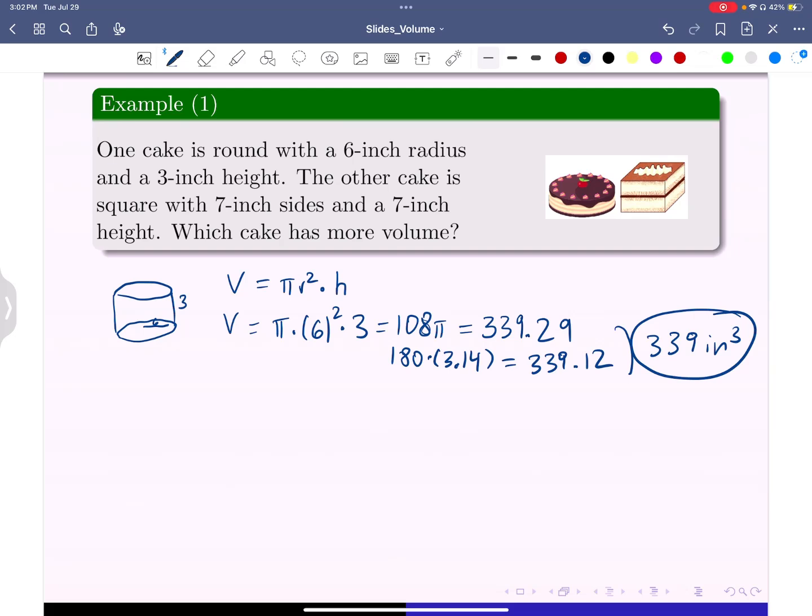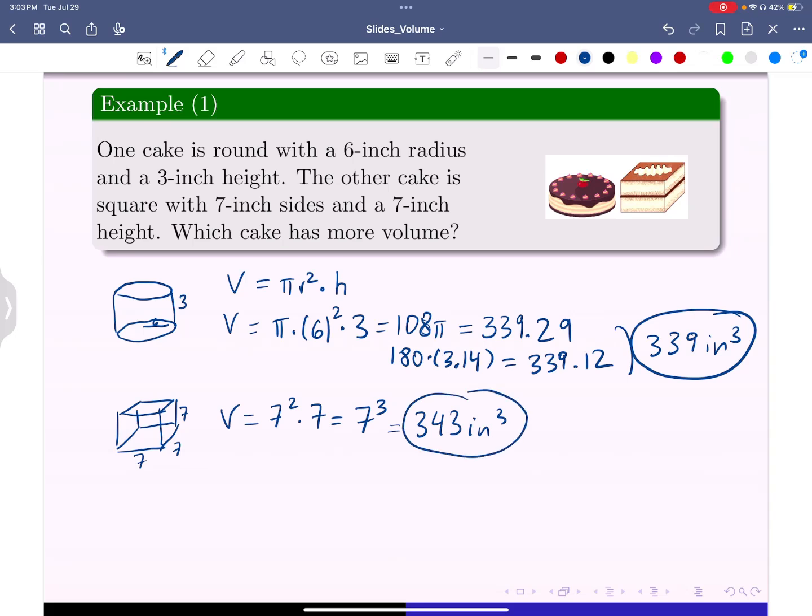And the square cake is basically nothing else but a cube. It has 7, 7, and 7 inches high. So the volume would be, as before, the area of the base. The area is a square times the height, so it would be 7 squared times 7. Or in other words, we can write 7 cubed. And this would give us 343 cubic inches.